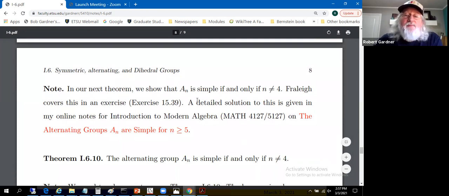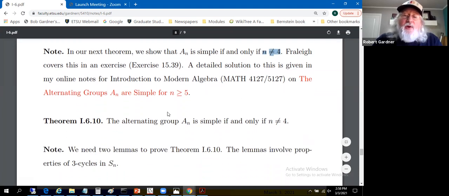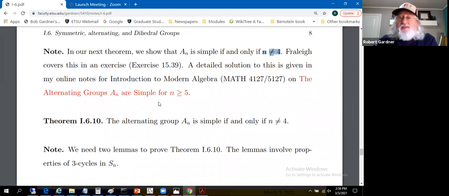In the next theorem, we'll see that the alternating group A sub n is simple if and only if n doesn't equal 4. So all but 1 are simple. This is given as an exercise in the Fraleigh book for the senior level class. I have a supplement out there that goes through Fraleigh's proof that for n greater than or equal to 5, the alternating group A sub n is simple. It's basically the same proof we're going to go through here.